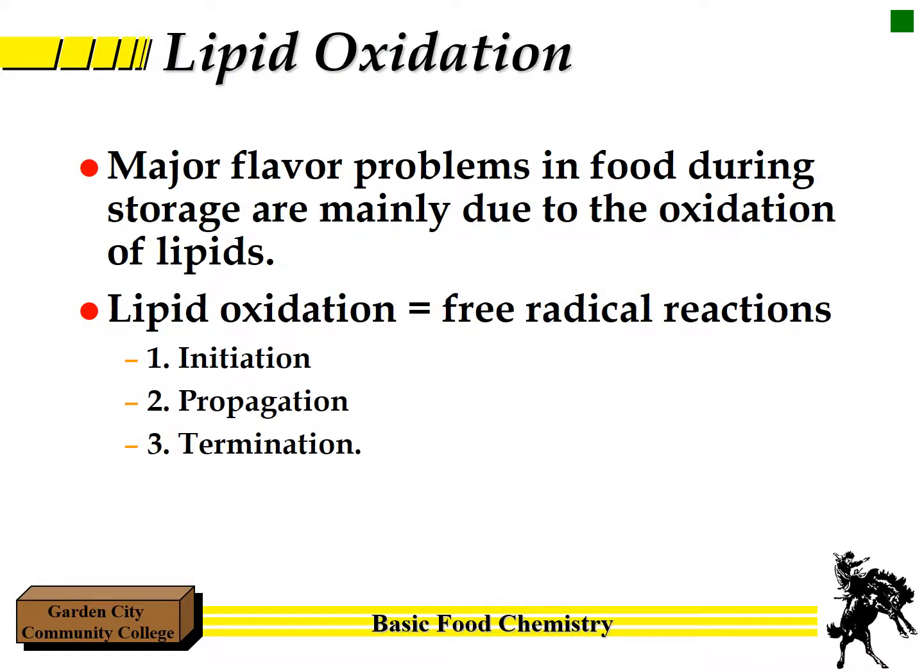But also fats can go through lipid oxidation. Again, that's a major flavor problem we find in food, especially when they're stored for a period of time, and that's due to the oxidation of the lipids that are there. It all comes about in a free radical reaction system, and it occurs in three phases. First, the initiation of the oxidation, then propagation, and eventually termination.